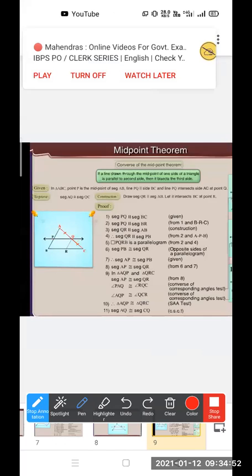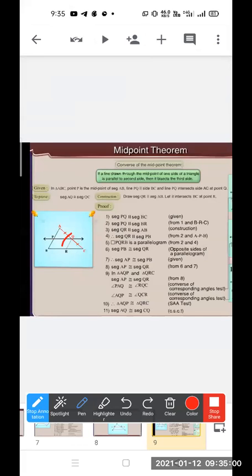Similarly, angle AQP and angle QCR are again congruent by the converse of the corresponding angle test. Therefore, angle AQP is congruent to angle QCR. What is the reason? The side angle test. These two triangles are congruent.